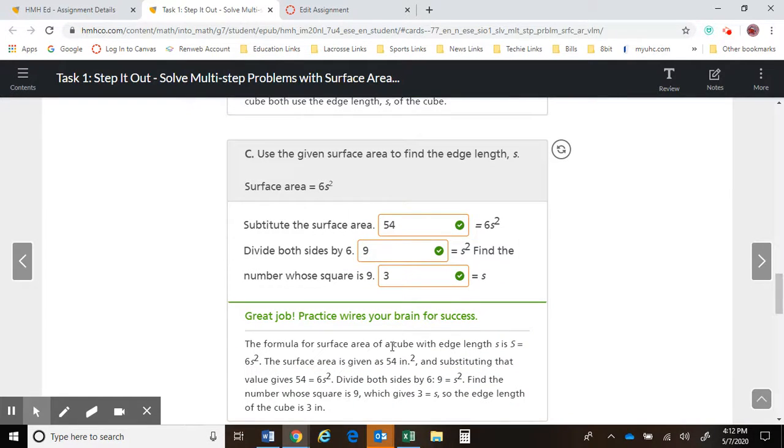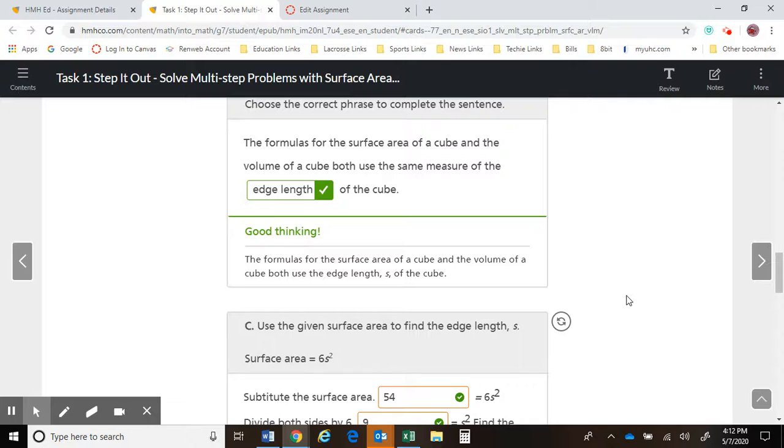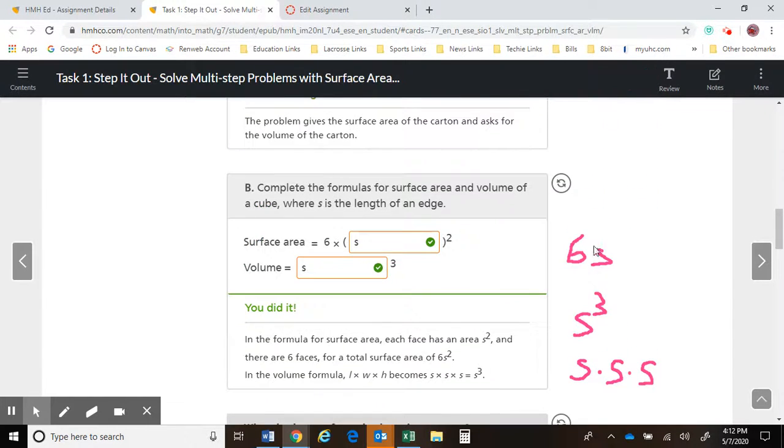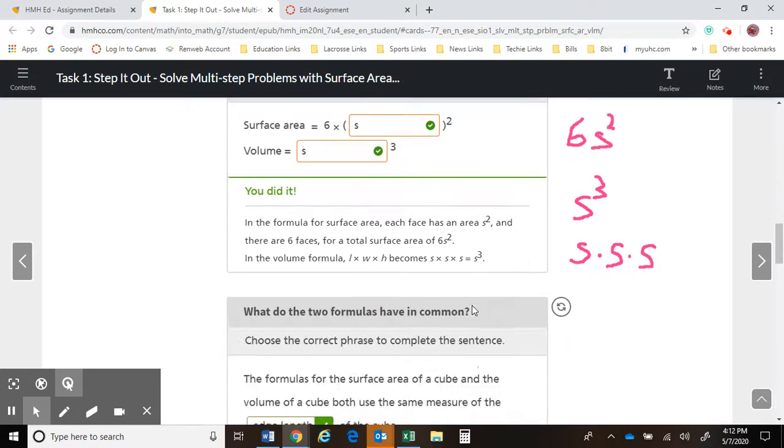So I know the edge length is 3. Maybe I missed out on the 2 up here, the squared. Sorry about that. Hopefully my explanation made sense to you.